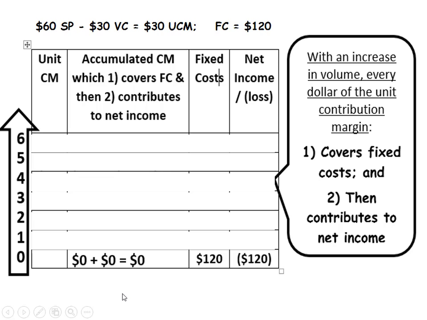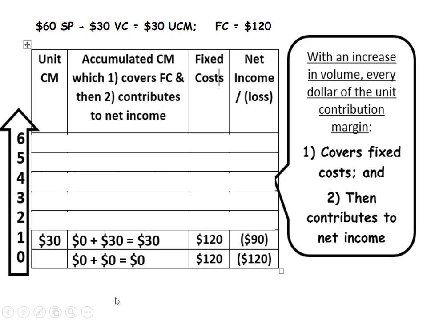Now let's assume that I end up selling, or I have a volume of 1. So here my unit contribution margin for that 1 unit is $30. So if I want to calculate my accumulated contribution margin, it's 0 from the previous level plus the $30 I just contributed from my unit contribution margin. So my total accumulated contribution margin is $30, and that is going to cover $30 of my fixed costs. So now my net loss is no longer going to be $120, it's going to be $90.